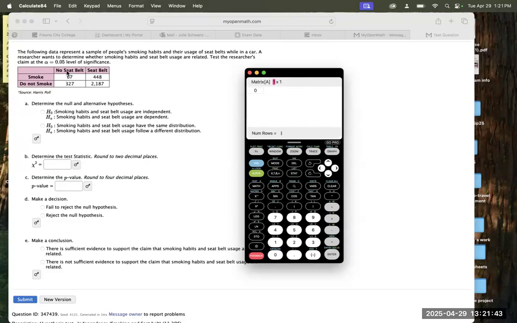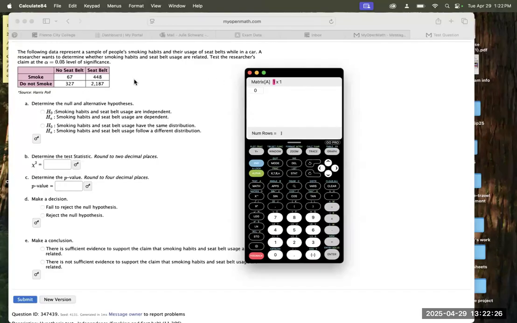Notice how everything in this table are frequencies. This 67 is a frequency. That is a number of people who smoke and do not wear a seatbelt. So every number in here is a frequency. You have to be careful that we don't want to put the table totals into this matrix. We just want to put the observed frequencies. So that's what this table is right here, because it says the following data represent a sample of people's smoking habits and their usage of seatbelts in a car. So this is the observed data.